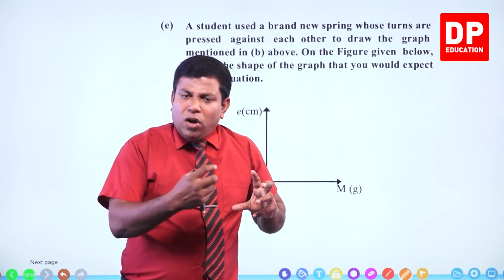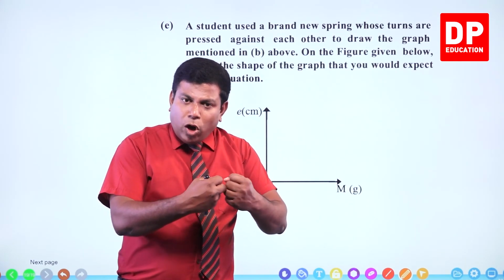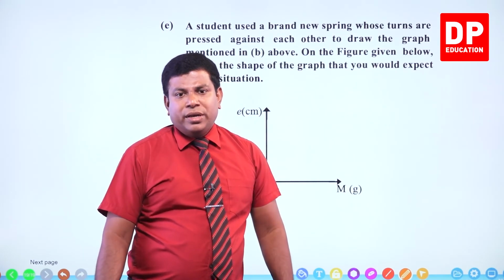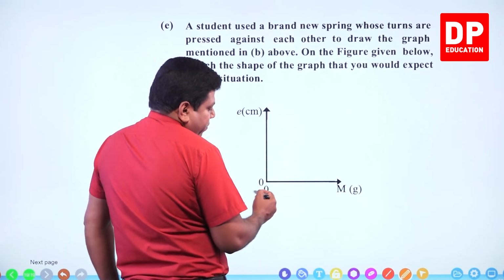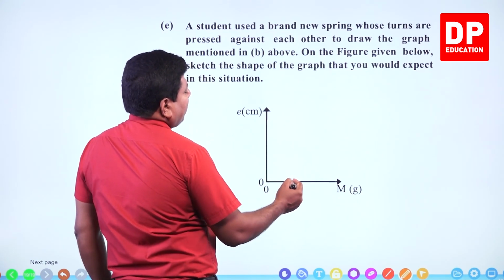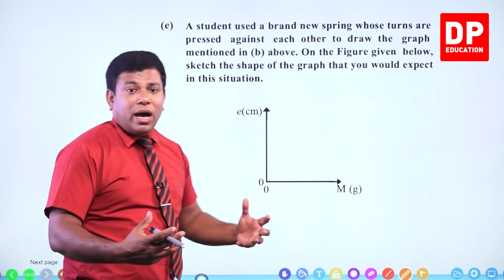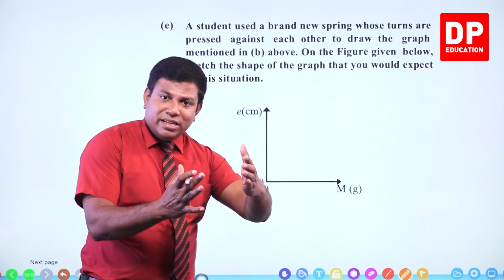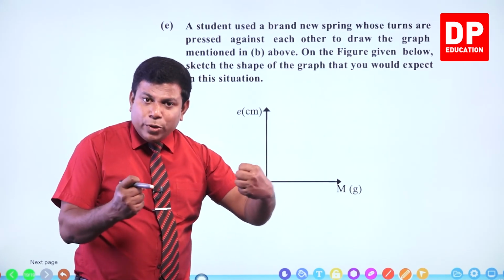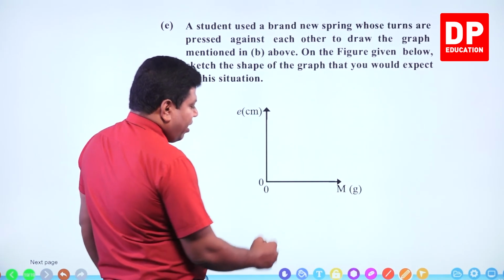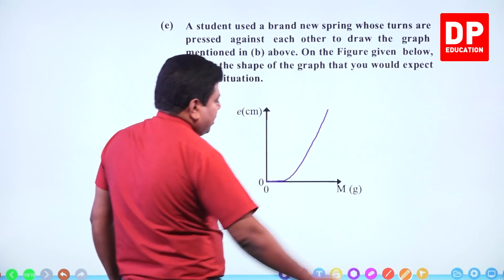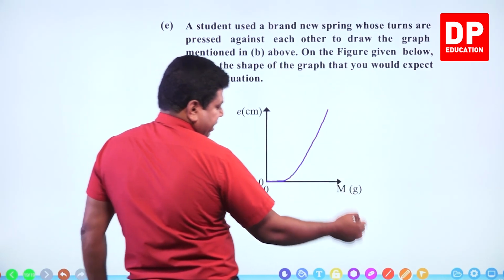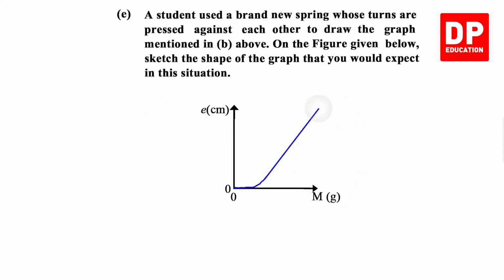So if you give a small force to it, you may not be able to have an extension. What will happen? Until m reaches a certain value, the extension wouldn't come because they are pressed against each other. To break that pressing, you need to give more weight. So the graph will take a shape like this. That's how the graph is going to be. After this, it will be a straight line. That's how you can expect the graph.